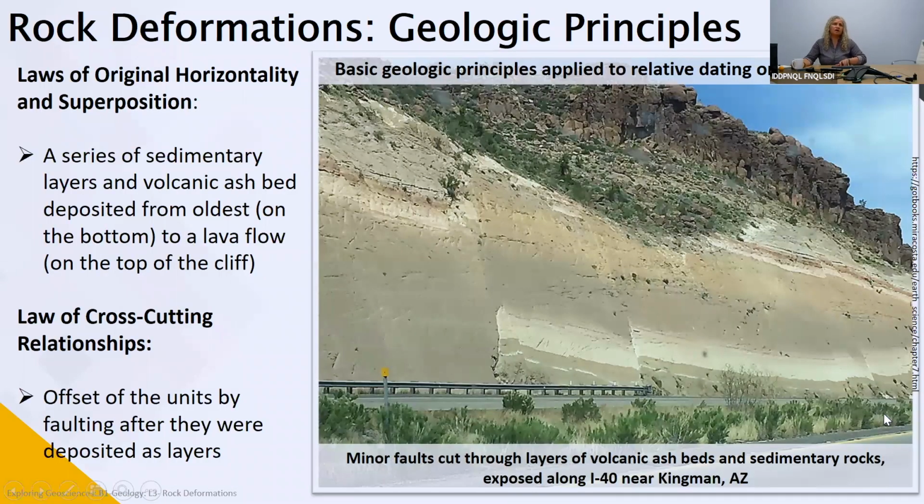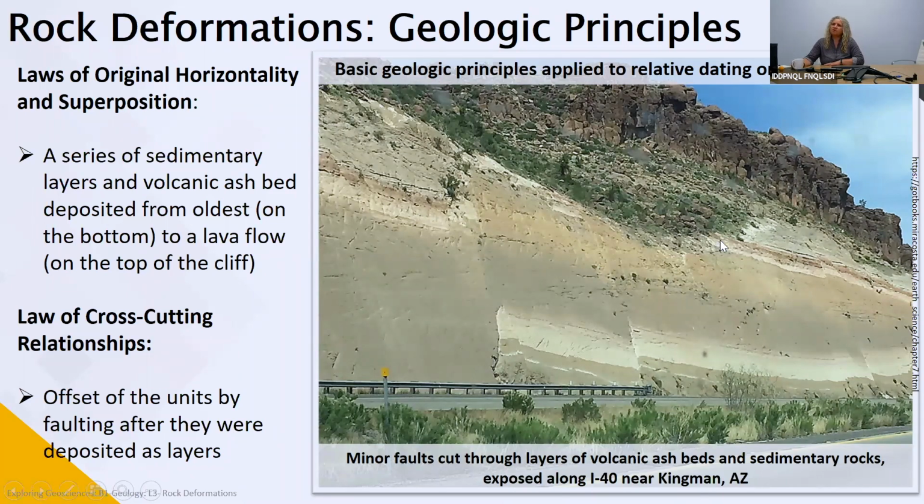Here is an example of using the law of original horizontality again. So we have a series of sedimentary layers and volcanic ash deposited here. And if we look along the bedding of the strata and follow along here, all of a sudden we lose it. It either went up or down. And we have these lines here. So these lines we know correspond to our faults.